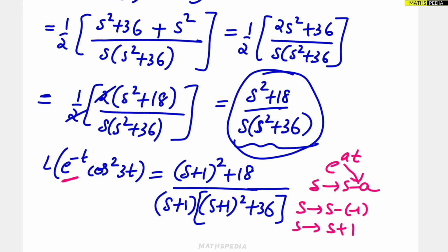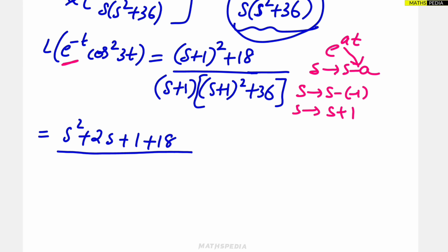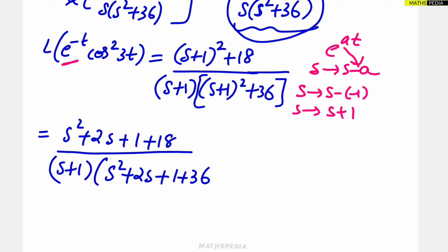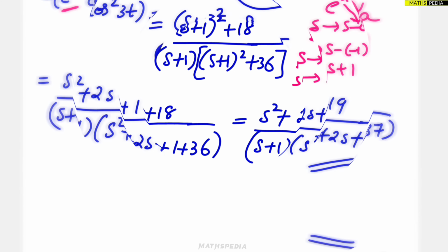Now we will simplify this part. How to simplify? Expand. (a plus b) the whole square is a square plus 2ab plus b square. So, (s plus 1) square plus 18, divided by (s plus 1), as it is, into the bracket I will simplify. What will happen? s square plus 2s plus 1 plus 36, right? So how much are you getting? s square plus 2s plus 19 divided by (s plus 1) into (s square plus 2s plus 37). This is the final answer.